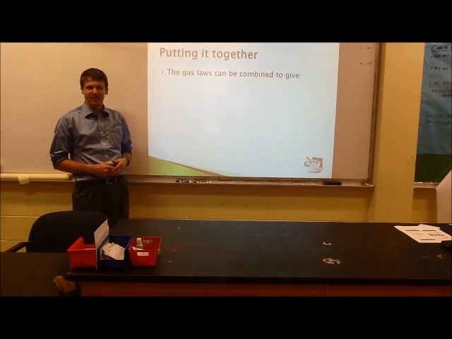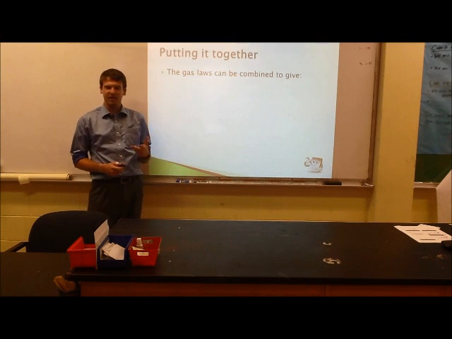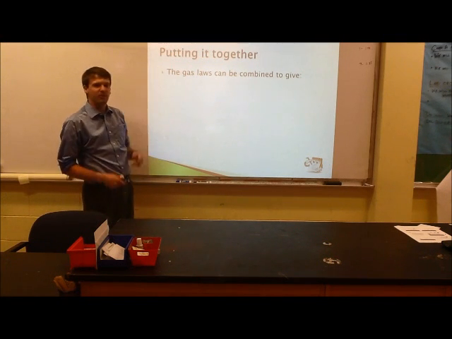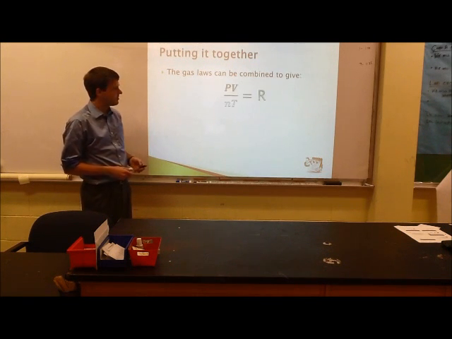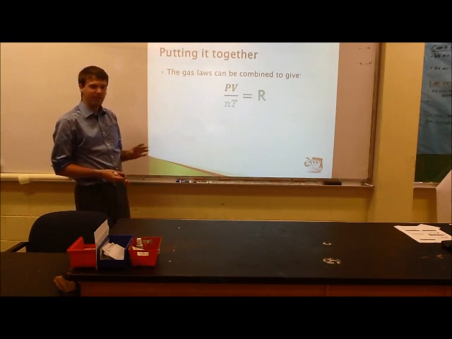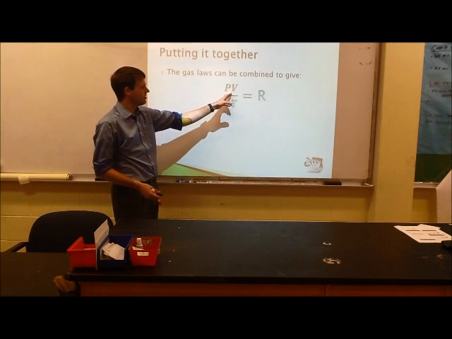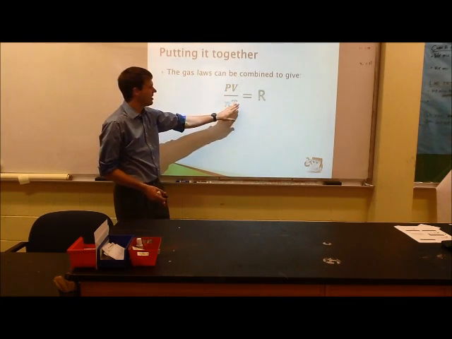So far, we've learned about 3 different gas laws. We've looked at Boyle's law, Charles' law, and Avogadro's law. We're now going to put all these laws together and see what they combine to give. So, when we combine them all together, we get PV divided by NT equal to R.